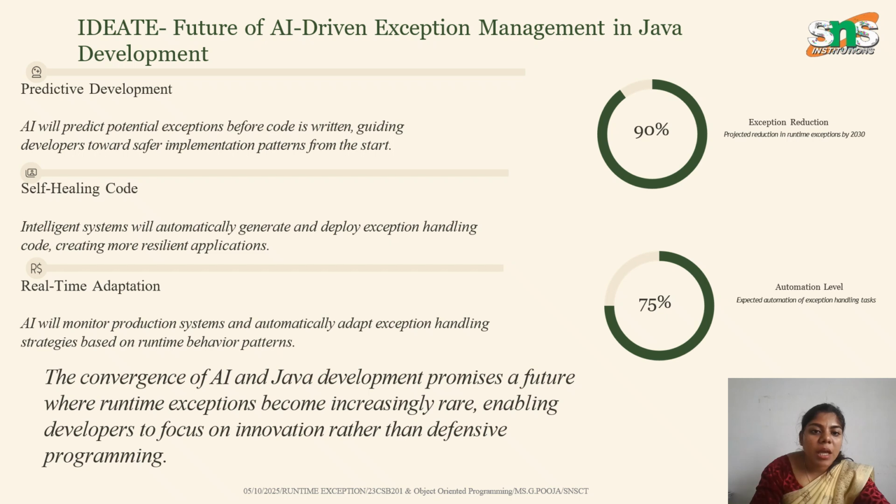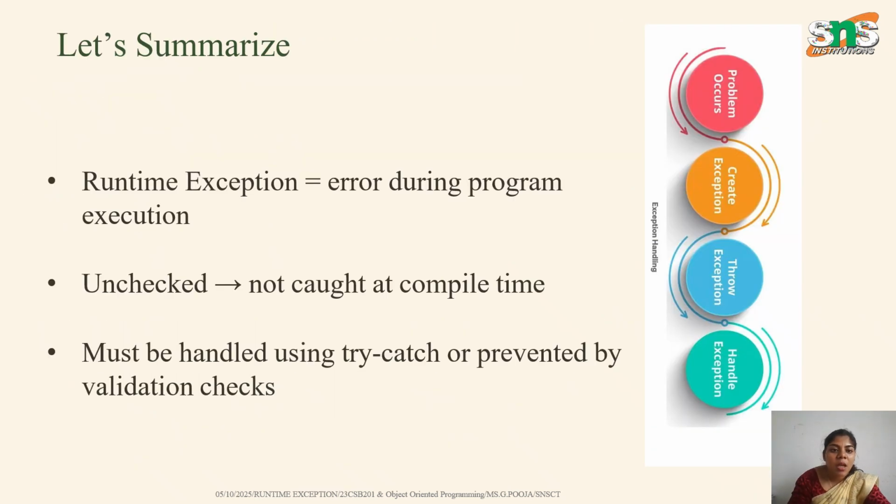So, the future of AI is even more promising. Soon AI will predict exceptions before the code is written, guiding developers to safer patterns. We may see self-healing code. By 2030, experts predict a 90% reduction in runtime exceptions.